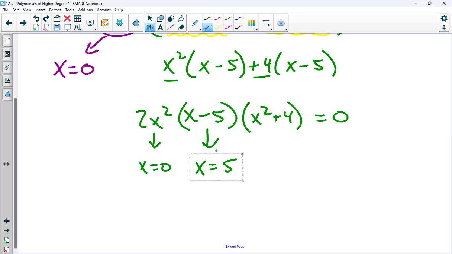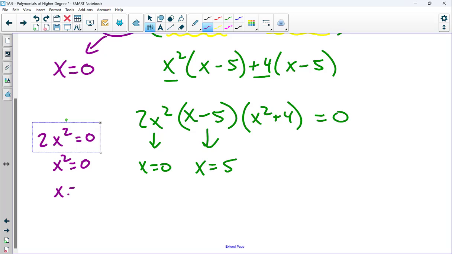If I do that the long way, just to say that I did, setting this factor equal to 0, divide both sides by 2, take the square root on both sides, the square root of 0 is just 0. We don't need to put a plus or minus, it's just 0. So there's 0, there's 5. Now with this guy, remember, this is a sum of squares. This one is not factorable.